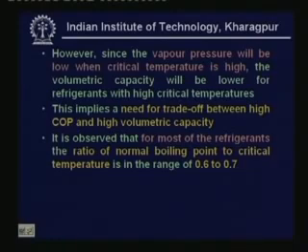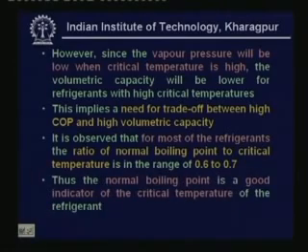And it is observed that for most of the refrigerants, the ratio of normal boiling point to critical temperature is in the range of 0.6 to 0.7. That means, this ratio is almost constant for most of the fluids. Okay. This means that the normal boiling point is also a good indicator of the critical temperature of the refrigerant, and this ratio is in the temperatures are in Kelvin. Okay. Only then this ratio holds good. That means, you have to use absolute temperature scale. Okay. When you are using absolute temperature scale for the normal boiling point and critical temperature, you find that the ratio is about 0.6 to 0.7.